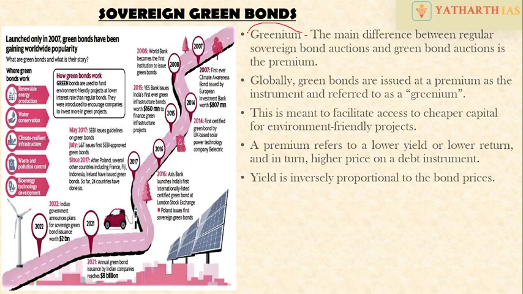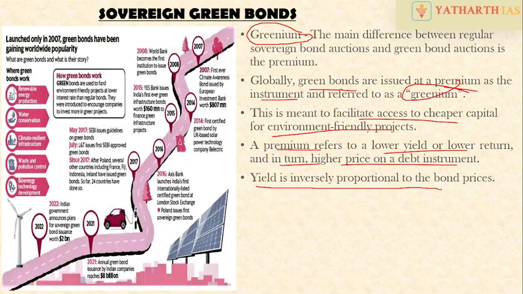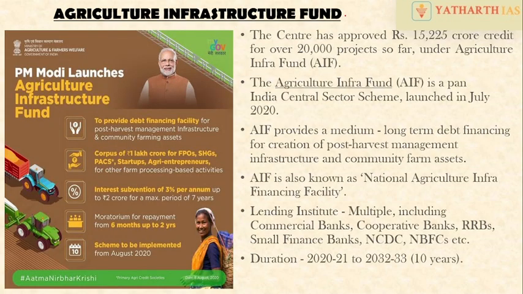Greenium. The main difference between regular sovereign bond auctions and green bond auctions is the premium. Globally, green bonds are issued at a premium, referred to as greenium. This is meant to facilitate access to cheaper capital for environment-friendly projects, and a premium refers to a lower yield or lower return and in turn a higher price on a debt instrument. The yield is inversely proportional to the bond prices.